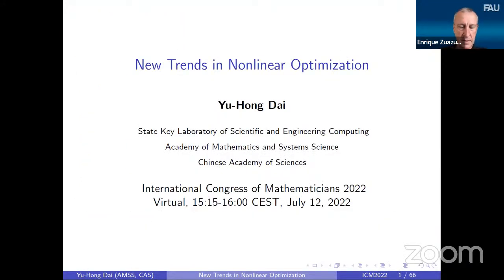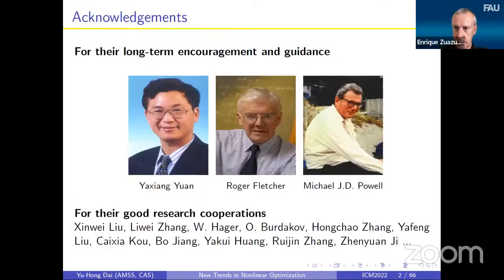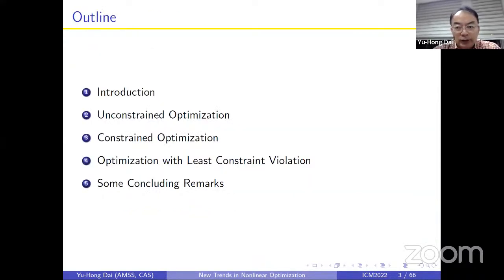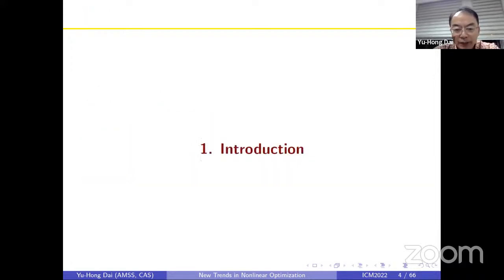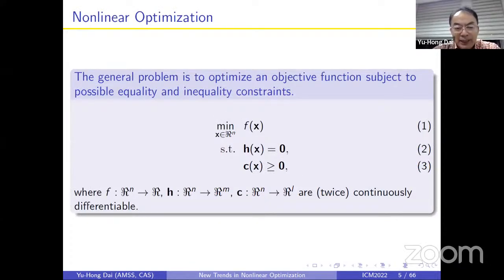So thank you very much. It's my honor to speak at this ICM. My talk today is new trends in nonlinear optimization. At the beginning of my talk, I cordially thank Professor Yuan, Fletcher, and Powell for their long-term encouragement and guidance. I also thank many other professors, postdocs, and PhD students for their good research and cooperation. This is the outline: introduction, unconstrained optimization, constrained optimization, and optimization with least constraint violation. And finally, some concluding remarks. The general nonlinear optimization problem is to optimize an objective function subject to possible equality and inequality constraints.